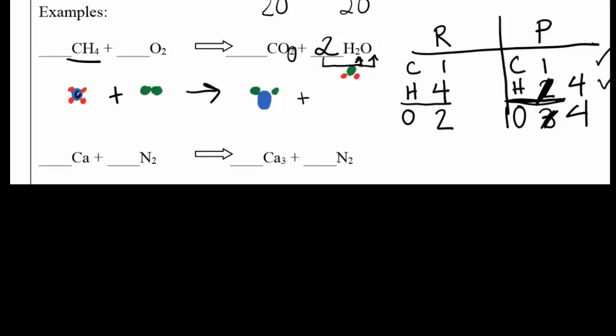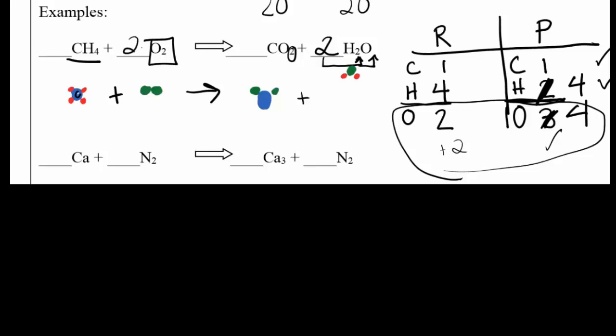Okay, so now my hydrogens are balanced. What do I still need to balance? Well, now I need to balance my oxygens. Okay, how do you balance out oxygens? Well, which side do you have more oxygens on? The product side. I have 4 oxygens on this side. So that means I need to add 2 more oxygens to my reactant side. How do I add 2 oxygens? Well, each oxygen molecule comes with 2 oxygens. So if I just add another oxygen molecule, now how many oxygens do I have on the reactant side?